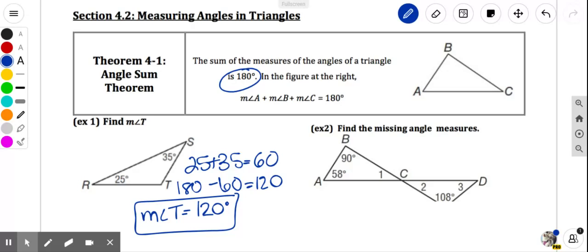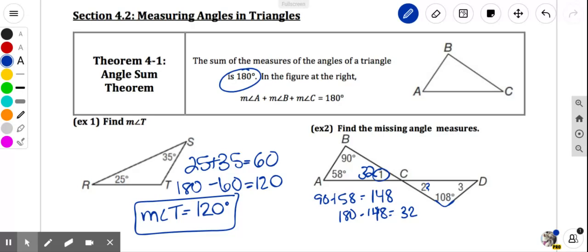Okay, this got cut off. This is like a little mini kind of angle puzzle where we're given 90, 58, 108, and we have to find 1, 2, and 3. So first we're going to find angle 1 by adding 90 and 58 and then subtracting from 180. So 90 and 58 is 148, and then 180 minus 148 would be 32. So that means this one, angle 1, is 32.